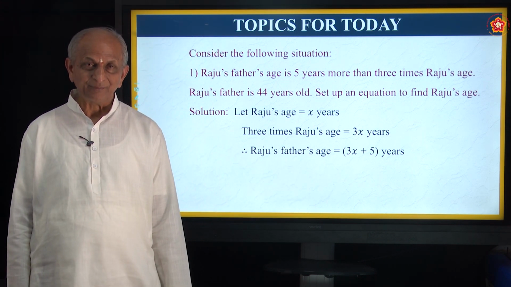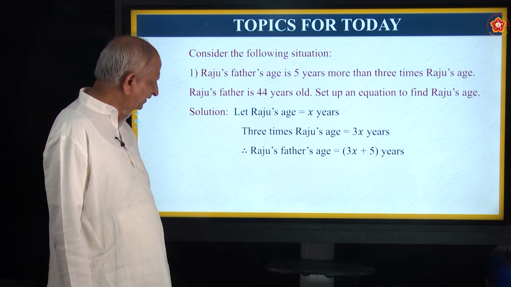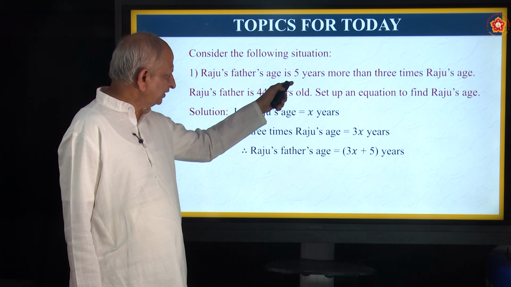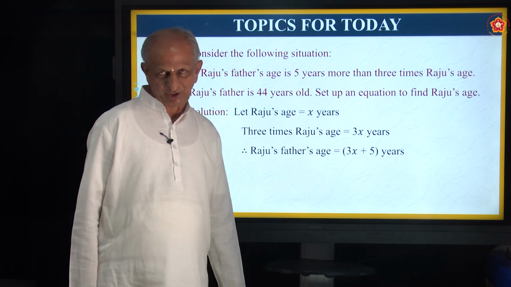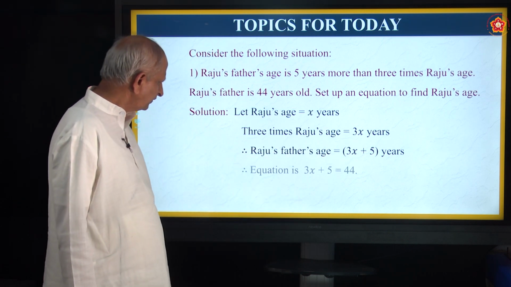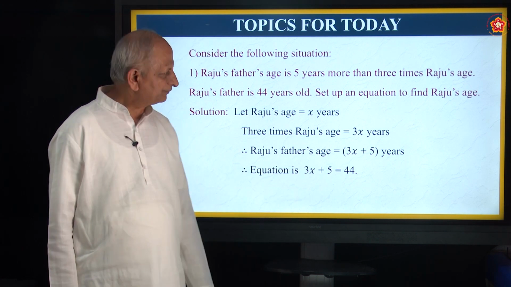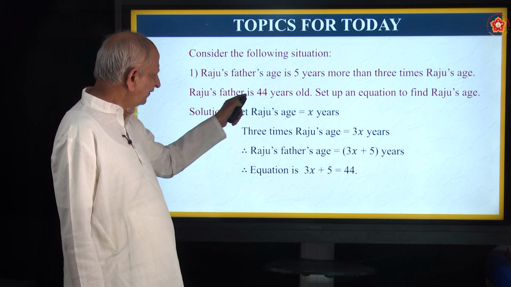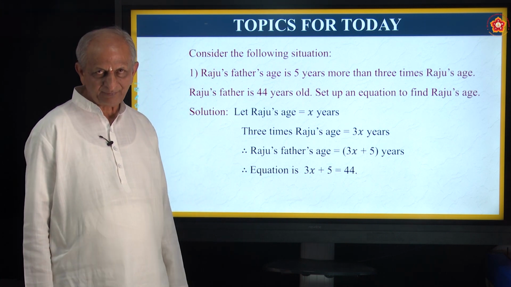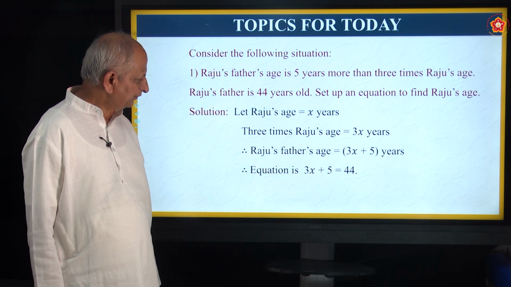5 years less means minus 5. So, 3 times the age of Raju becomes 3x, and we say father's age will be 5 years more than 3 times Raju's age. So, 3 times x plus 5. Okay. So, the equation becomes 3x plus 5 is equal to 44, that is given. Raju's father is 44 years old. Set up an equation to find Raju's age. Okay. So, this is the equation, 3x plus 5 is equal to 44.